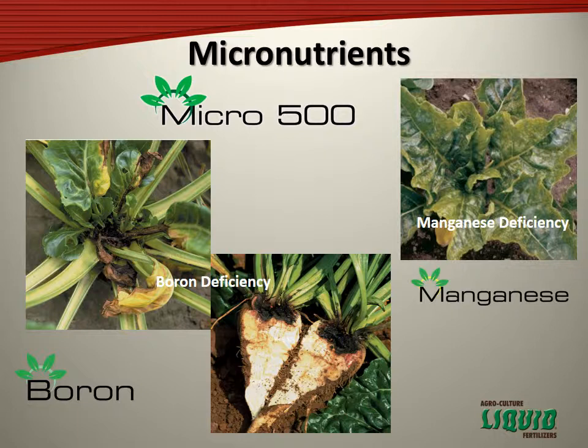Micronutrients are generally most effective when applied to the soil at planting. Micro 500 has both boron and manganese, as well as iron, copper, and zinc in the formulation that makes those nutrients readily available to the crop. Agro-Culture Liquid Fertilizers also offers individual micronutrient products to address specific plant nutrition needs. Use soil test information to determine what micronutrients are needed in a particular field.